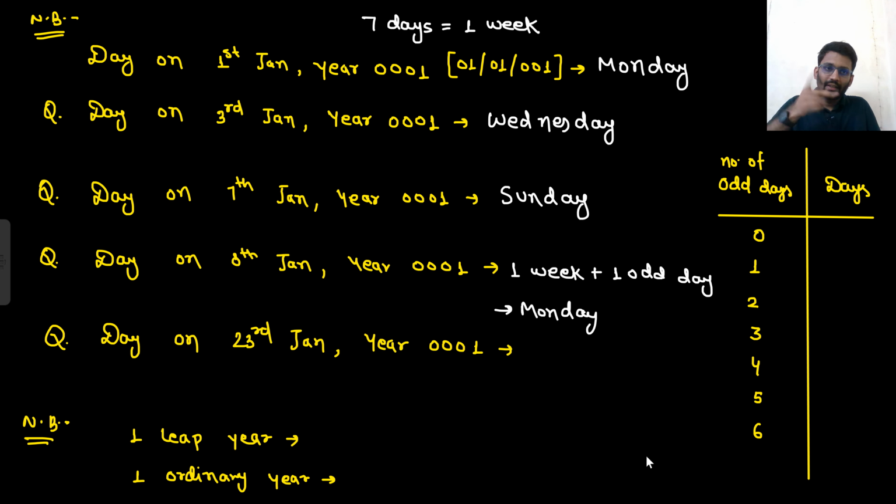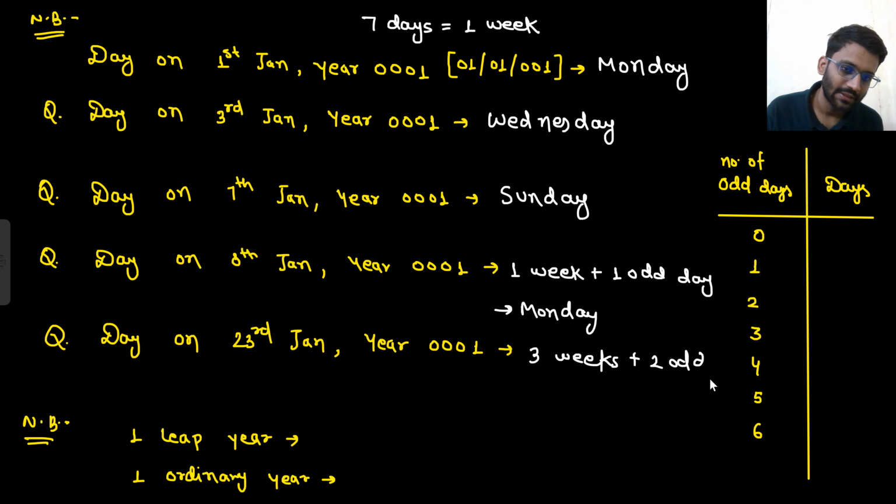And if one more odd day is added, that particular day will come. What will be the day on 23rd Jan? 3 weeks plus 2 odd days. 3 weeks means you started with Monday and ended with Sunday. 1 week means Monday to Sunday, and 3 weeks means again Monday to Sunday. Then plus 2: Monday, Tuesday. So it will be Tuesday.